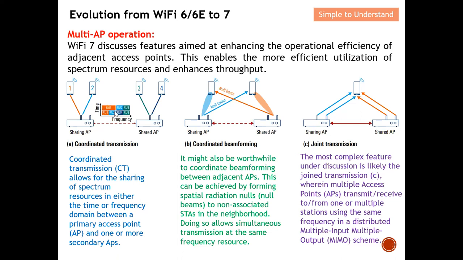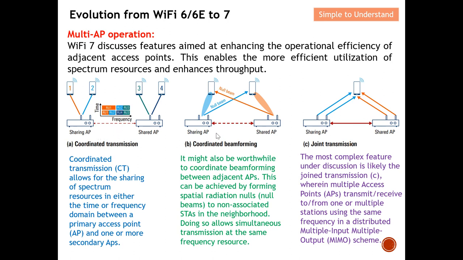And you can see that user 2 is here. Since user 3 and user 4 are lighter users, or maybe user 4 is in fact one of the lighter users, you can see that they give up the frequency and also the time to user 2. So with this, this is what we call coordinated transmission.